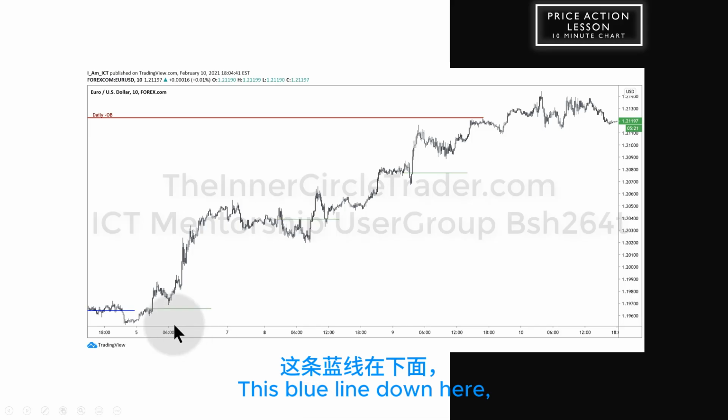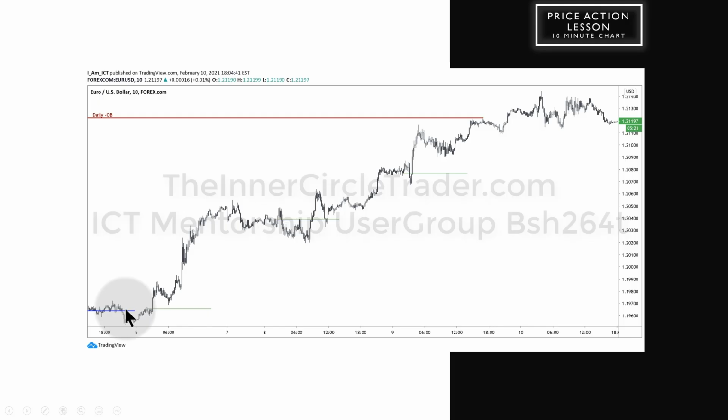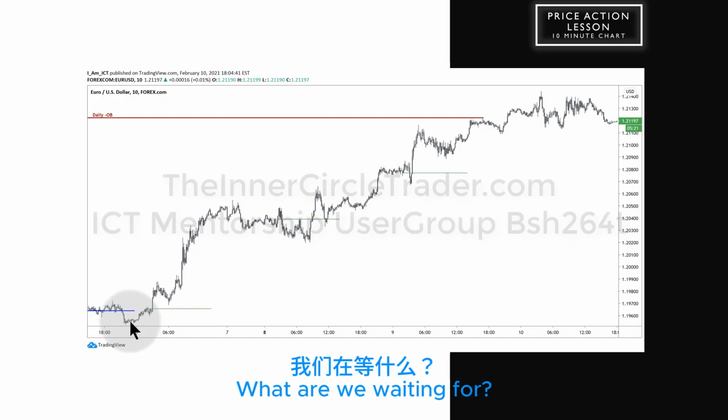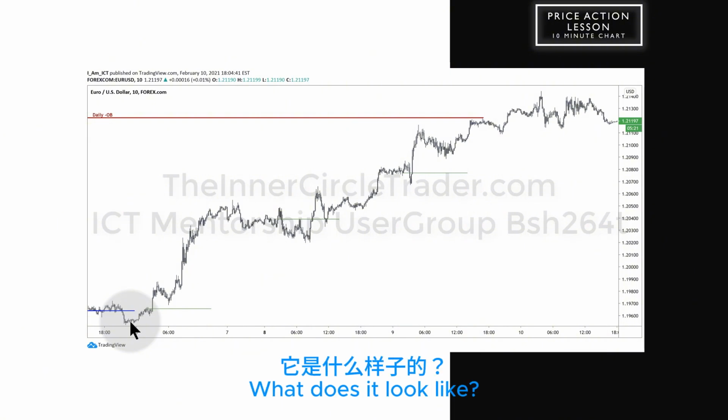This blue line down here, that's the daily bullish order block. It trades down into it, and then once it trades into it, we're not doing anything yet. We have to wait. What are we waiting for? We're waiting for the market to indicate that the algorithm is now trying to go higher. What does that look like?